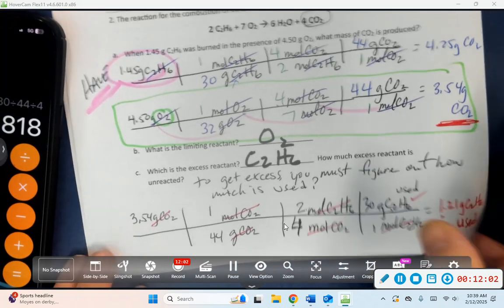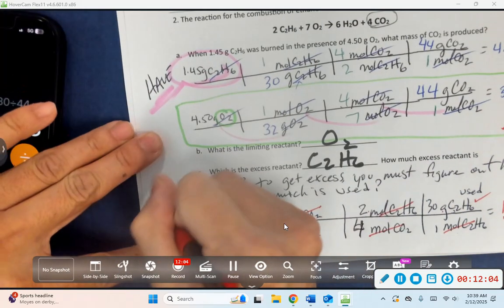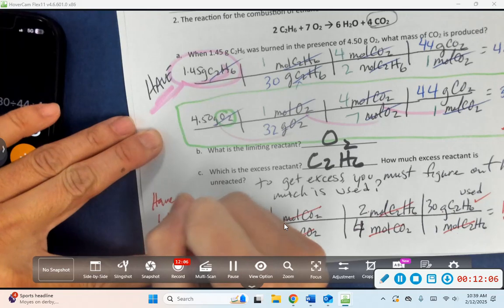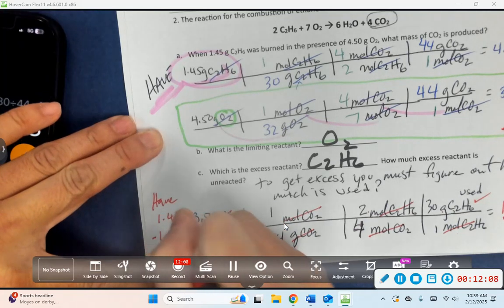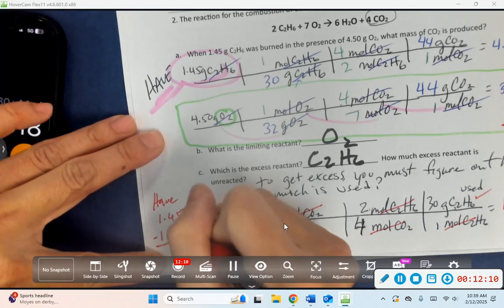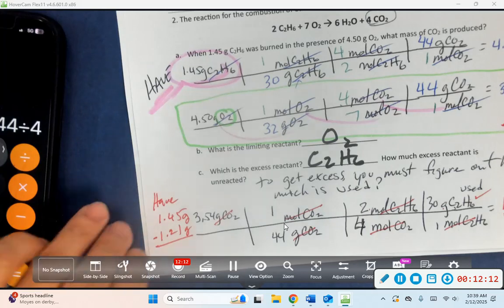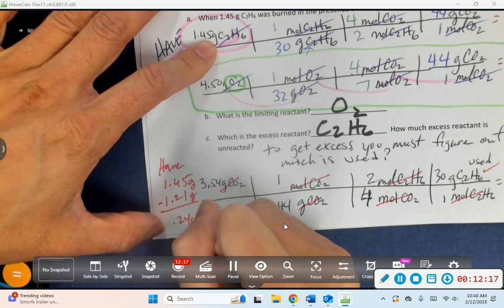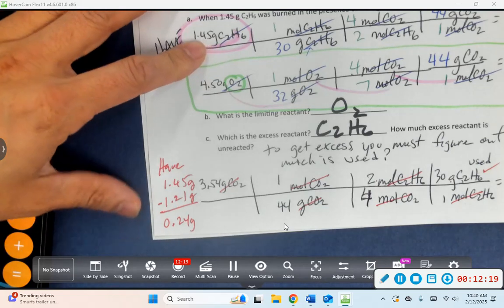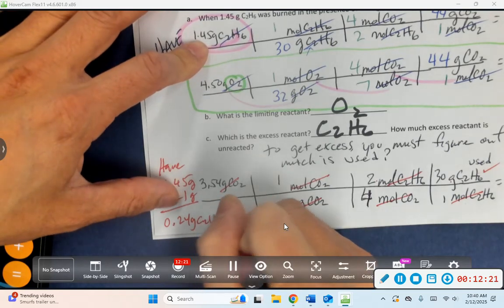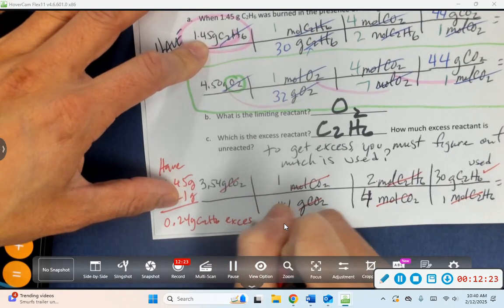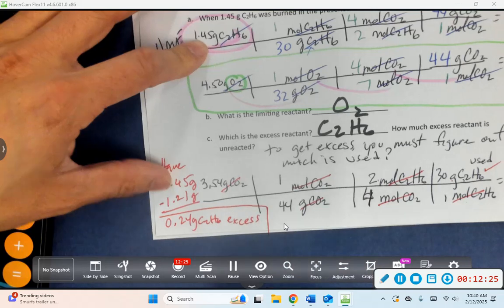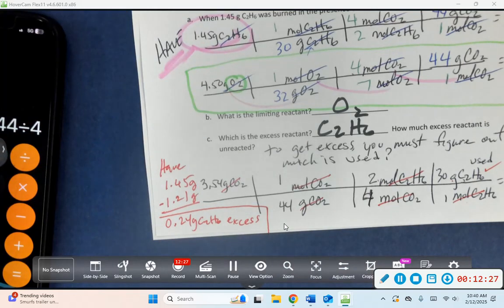So we have to take, we have 1.45 and we used 1.21, so we subtract that and we'll get our answer of excess. So excess is 0.24 grams of C2H6 excess. And that's how you do that. With the excess, it does take an additional step. That doesn't go with the grid, okay? I just ran out of space. So that is how you do that one.